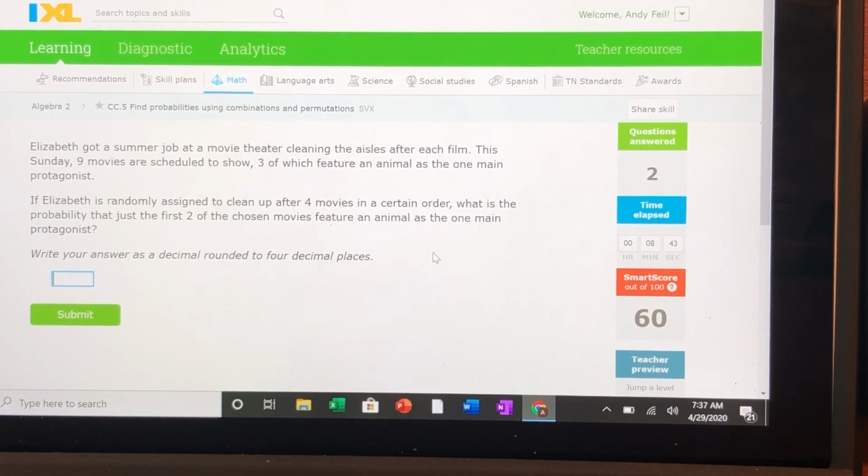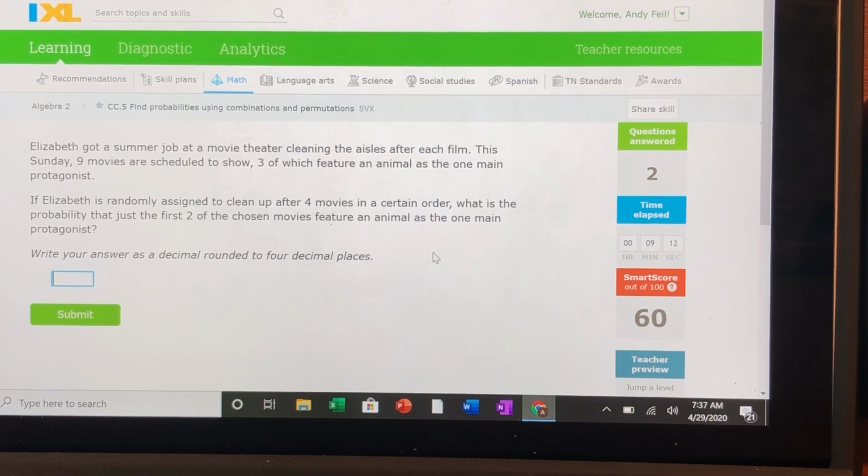Elizabeth got a summer job at a movie theater cleaning aisles after each film. This Sunday, 9 movies are scheduled to show, 3 of which feature an animal as the one main protagonist. If Elizabeth is randomly assigned to clean up after 4 movies in a certain order, what is the probability that just the first 2 of the chosen movies feature an animal as the one main protagonist?